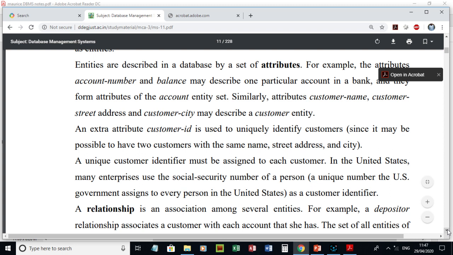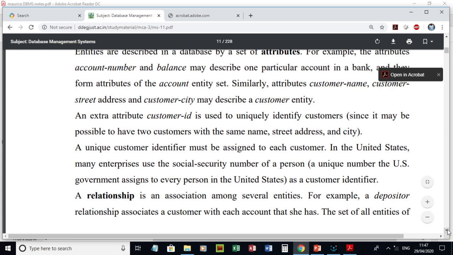For example, a depositor relationship associates a customer with each account. The relationship goes to either the savings account or the current account. In the customer table, the customer record is linked to the data that is in either the savings accounts or the current accounts.